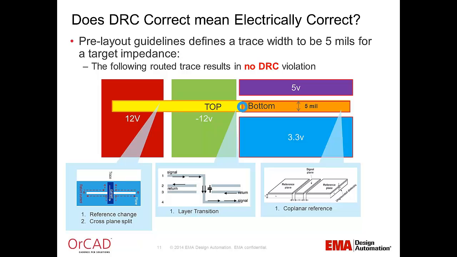So in terms of DRC, everything's still fine here. But here we have a reference change split from that cross plane. So this will create a reference return path issue as well as an impedance issue. The layer transition can see that as well. It sees a bit of an impedance issue and a return path issue. As you're going through the via, you have somewhat of a difficult return path. You have a reference on one side that is different from the bottom layer. And then the areas for coplanar referencing are a problem as well.